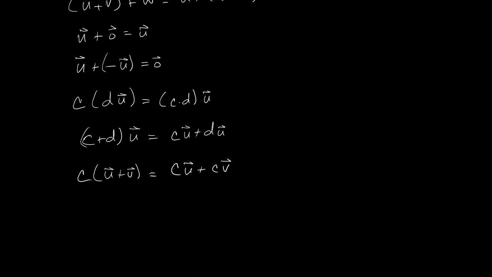And finally, if I multiply by scalar 1, 1 times vector u, that's just vector u. And if I multiply by 0, 0 times vector u, I get the 0 vector. So if we multiply by 0, we get the 0 vector.